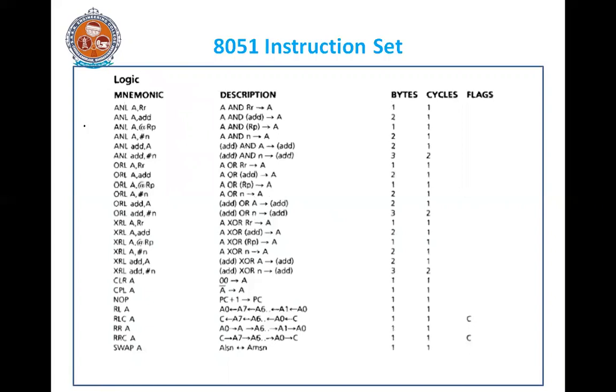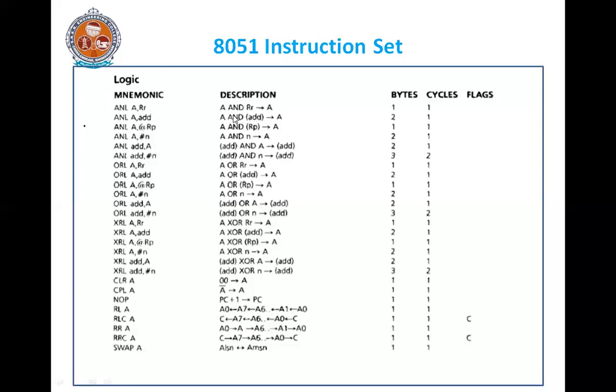The next one is logical operations. Generally, the logical operations are AND, OR, exclusive OR, NOT. All these are logical operations. For AND, ANL is used. ANL A, R1. The logical operation A and R1 is performed, and then the result is given to A.